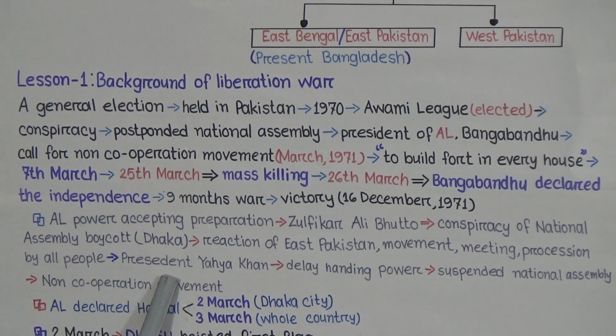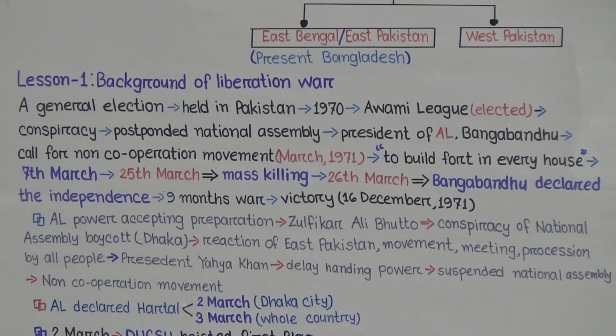That time President Yahya Khan was the president of then Pakistan. He said to delay handing power to Awami League. That's why he suspended the National Assembly. So, to not hand over power to Awami League, President Yahya Khan delayed handing power. He postponed the National Assembly, and from that time the non-cooperation movement started.